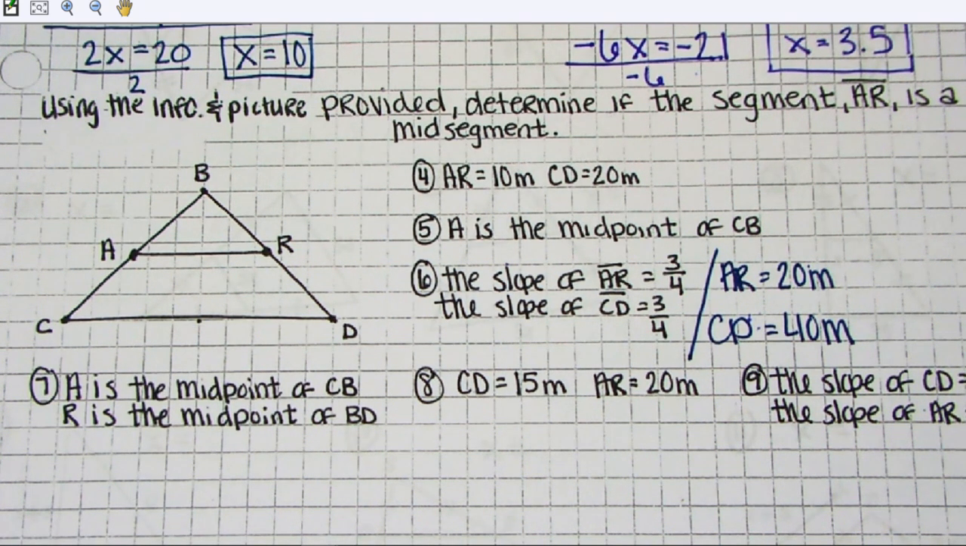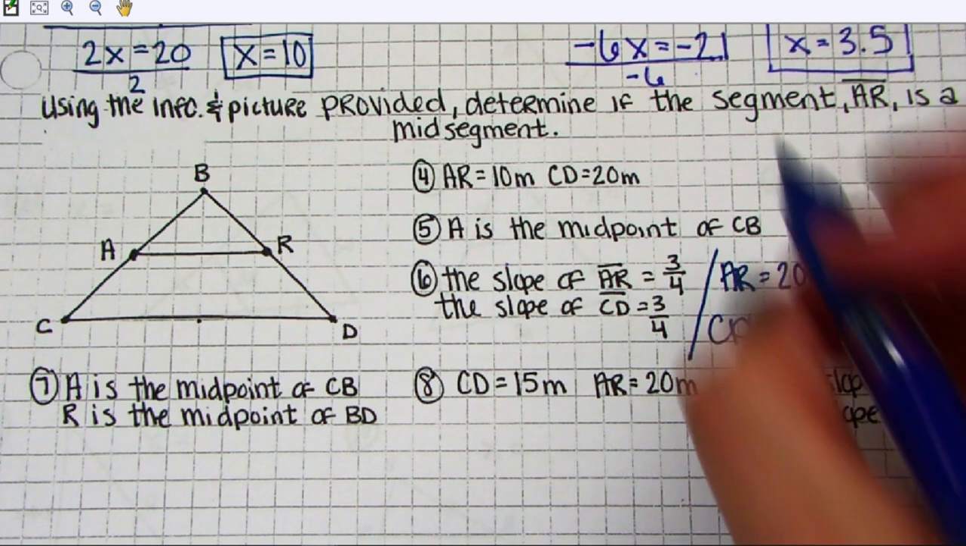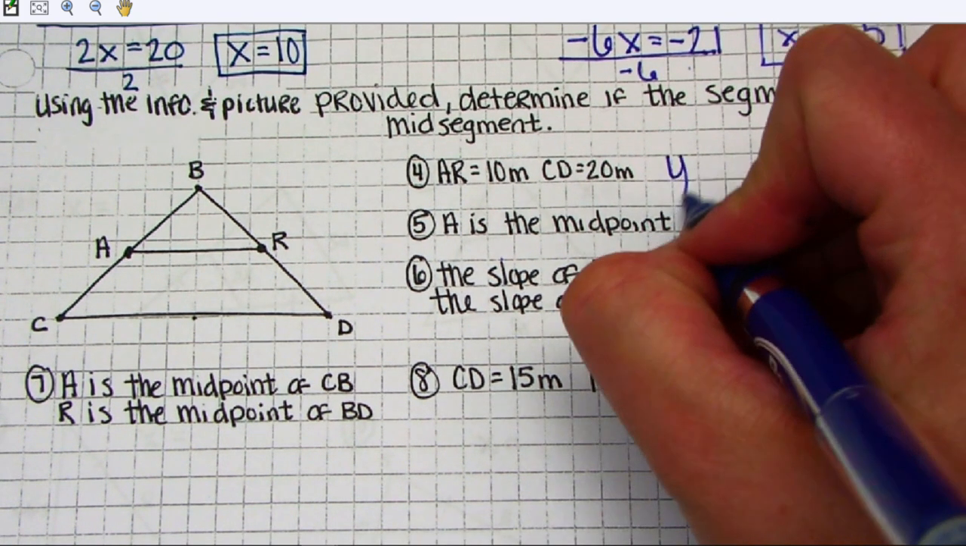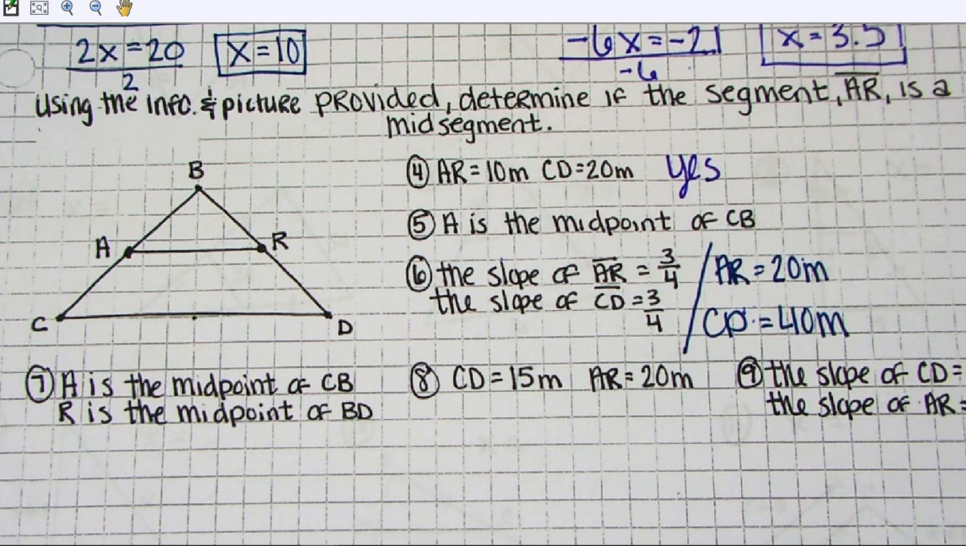Yes. How do you know? Okay, 10 times 2 is 20, so it's half the measurement. So number 4 is yes. That's enough information to determine if it's a mid-segment.